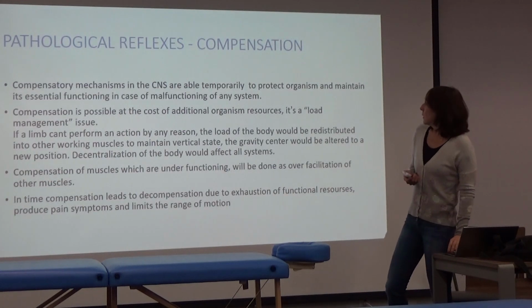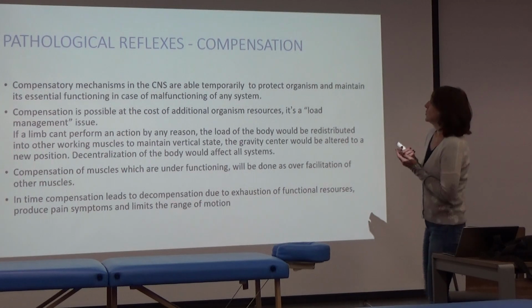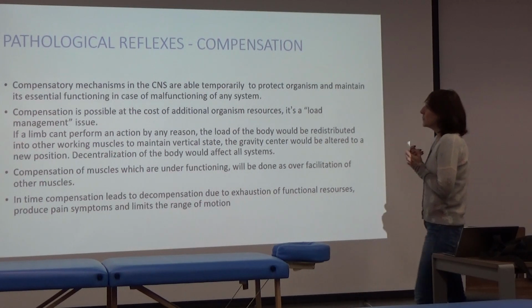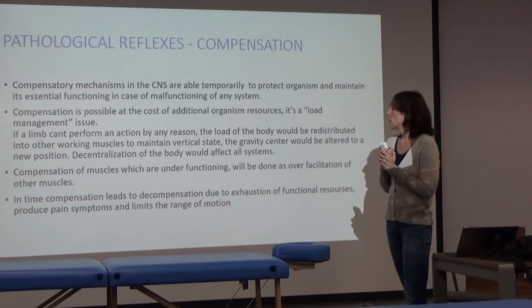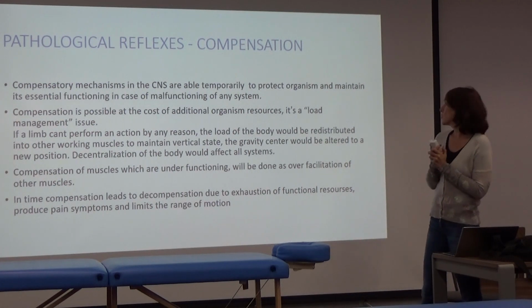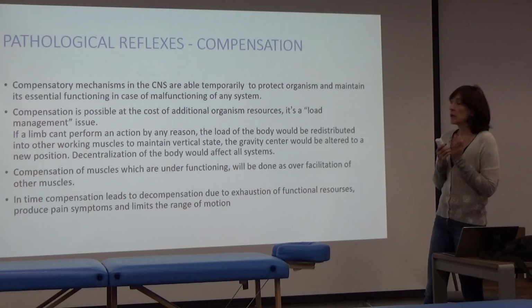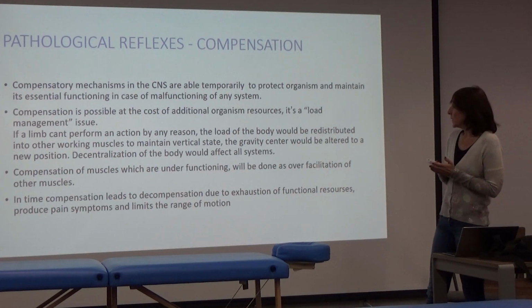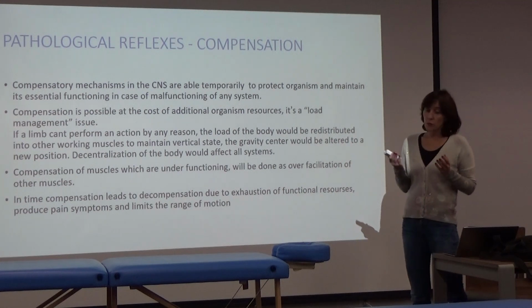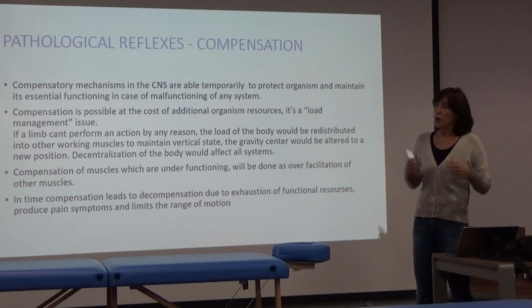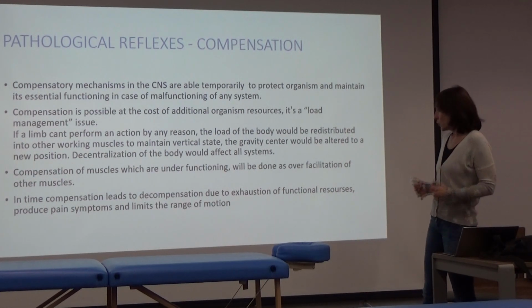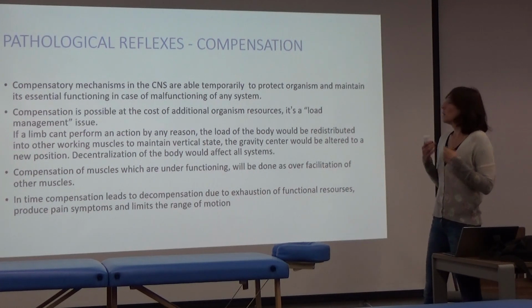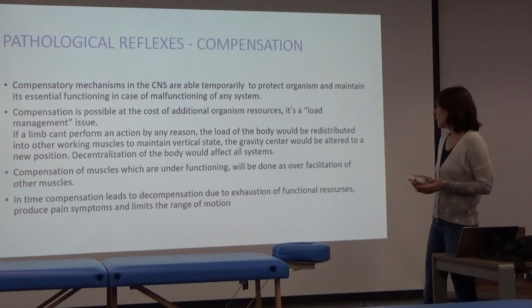Then compensatory mechanisms. Compensation is always possible at the cost of additional resources of the body. It's like a load management issue. If the limb cannot perform an action for any reason, the load of the body is going to be redistributed through other joints, through other ligaments, and other structures will have to work harder to maintain the balance.